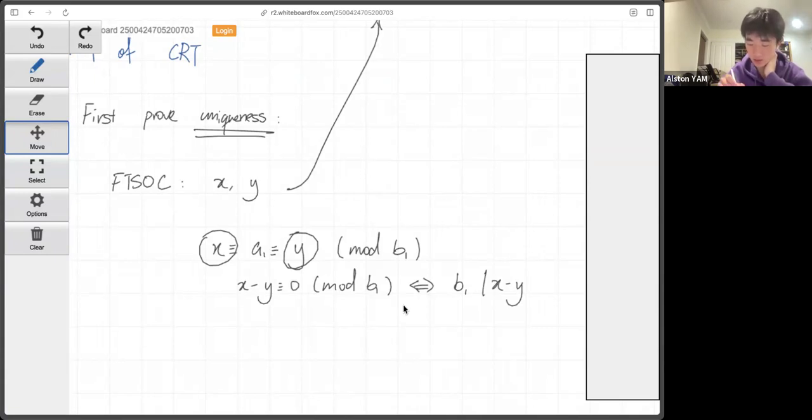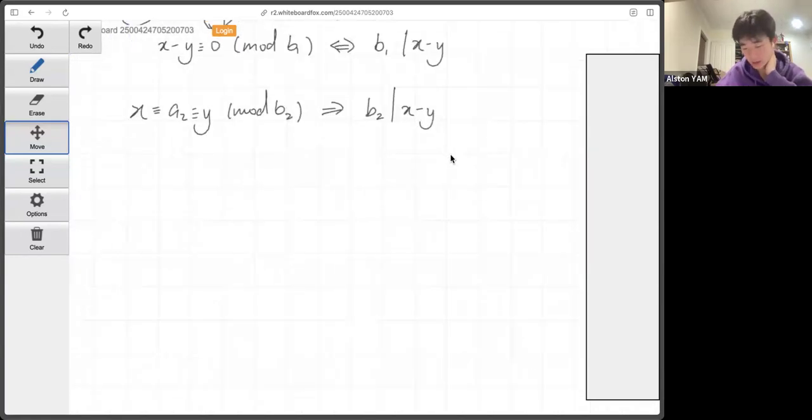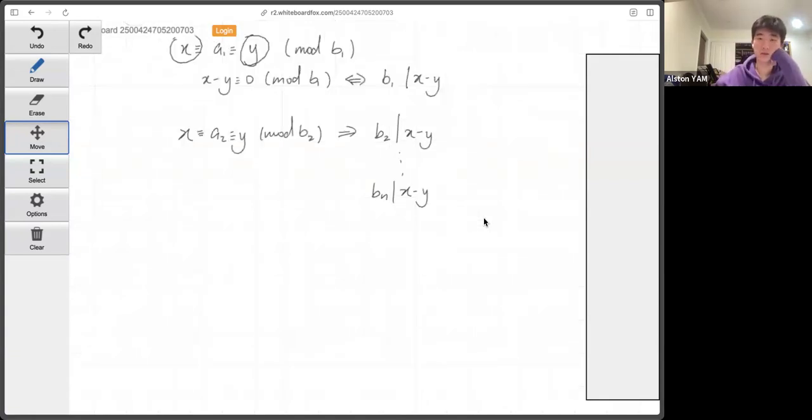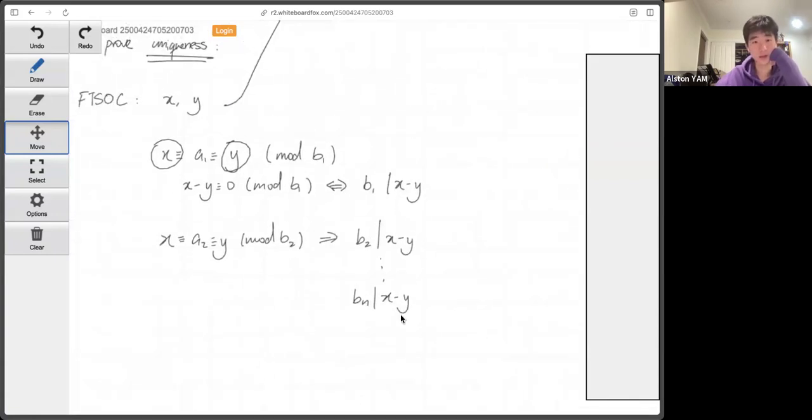And similarly, because the subscript of 1 doesn't actually mean anything, we have x also congruent to a2, congruent to y under mod b2, and that will imply b2 divides x minus y as well. And you can in fact continue this pattern all the way down to bn dividing x minus y. Cool. So all the b's divide the difference between x and y. But there's also one more condition.